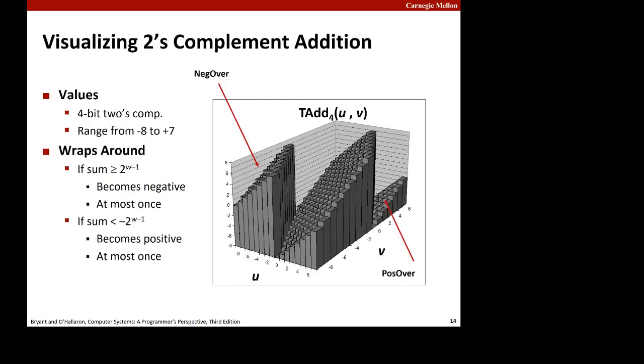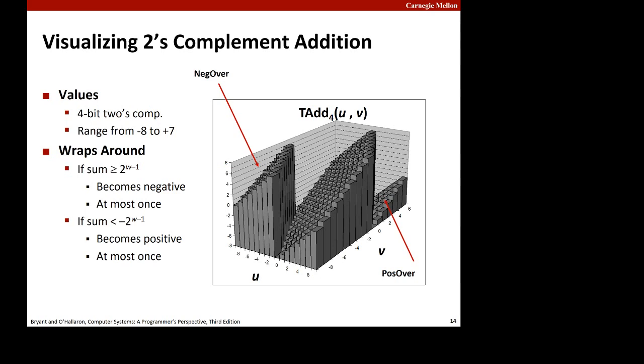So we can visualize it using the same idea as before: this center region is the non-overflow cases. They're the ones where the sum of these two numbers was within the range I could represent as a 4-bit 2's complement number. The numbers where the sum would have been too negative are on the left, and they become positive. And the numbers that were too large, too positive, on the right, become negative numbers. So that shows those two cases.